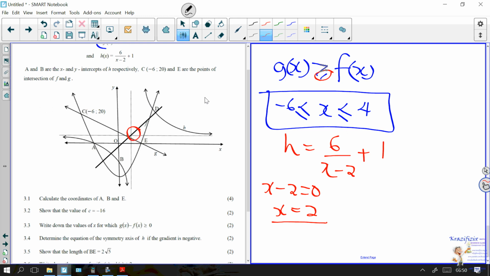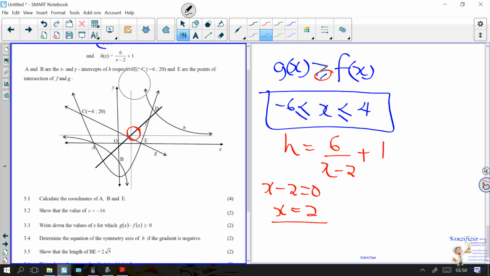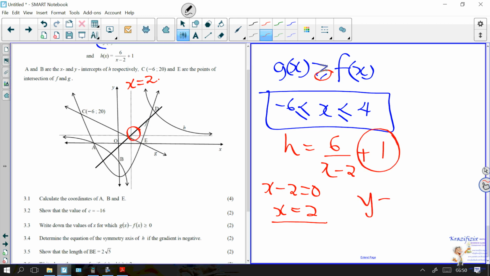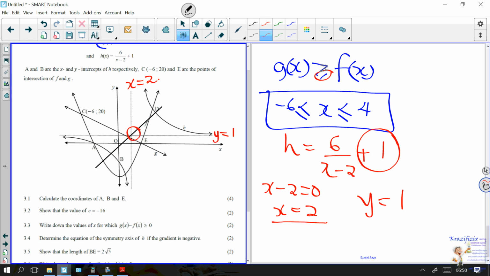If you check, look at my equation here. This is my x equals to what? 2. What about my y value? Y equals 1. So here's my equation. Y equals 1. Those are my asymptotes. So I know my point here already. My point here is 2 and 1. What do I need to know about the line of symmetry of such a function?